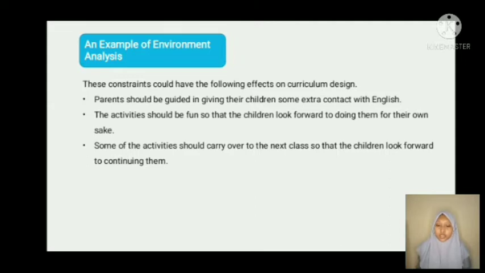and those constraints could have the following effects on curriculum design. Parents should be guided in giving their children some extra contact with English because there was very limited class time and contact time with English. And the activities should be fun so that the children look forward to doing them, and some of the activities should carry over to the next class so that the children look forward to continuing them. It is because there would be a drop in the learners' interest in learning English.